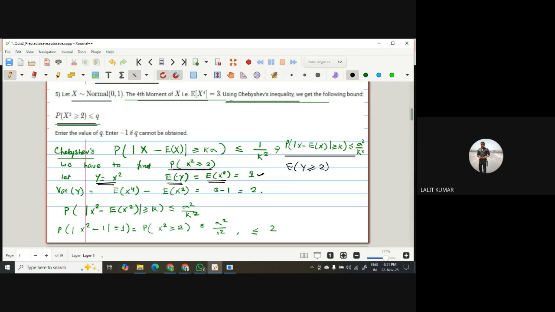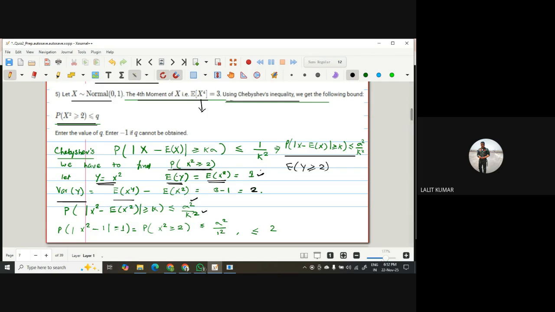Variance of y, now here we will use this expected x to power 4 which they have given in the question. So variance of y will become expectation of x to power 4 minus expectation of x square whole squared. Here we found 1, and they have given in the question 3. So variance of y is 2. Now we put this in this formula. So we have found the variance, k they have given.